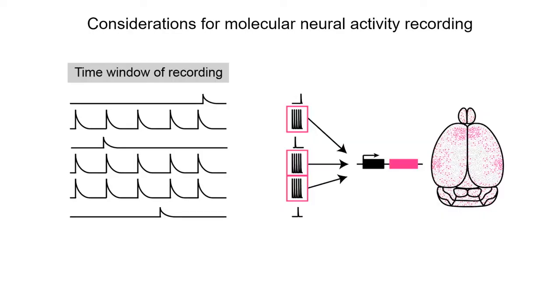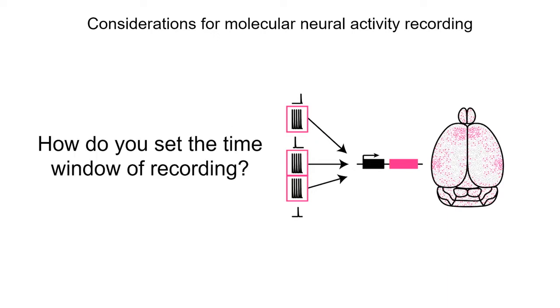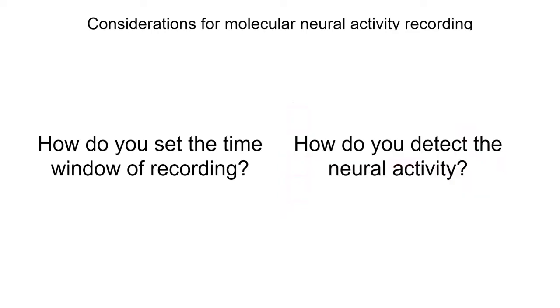So when you're designing a tool to create one of these molecular neural activity recorders, what are some of the considerations you want your tool to achieve? The first is, how do you set the time window of recording? How do you indicate to the tool, this is when I want you to be recording neural activity? The second is, how do you detect this neural activity that's happening? This is the signature that you're going to turn into a transcriptional readout.